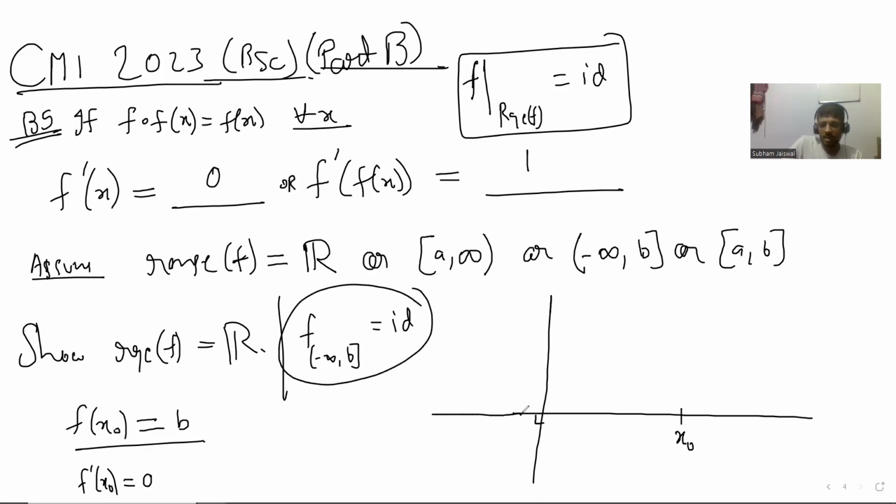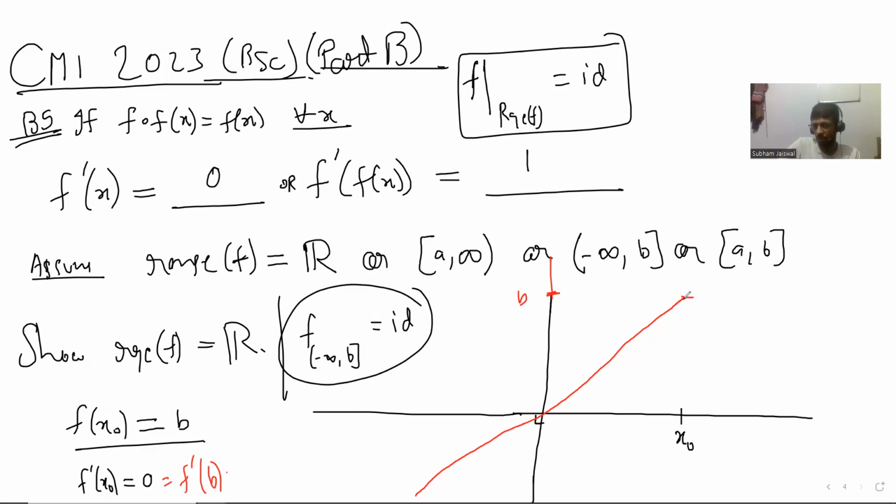Which means that the graph of f will be something like this. Yeah, so like this. And this B, and B is a maxima, that's in the definition, right? So then B is maxima, which means that if B is attained at x naught, then f prime x naught is equal to 0, right? And f prime B is also equal to 0, right?